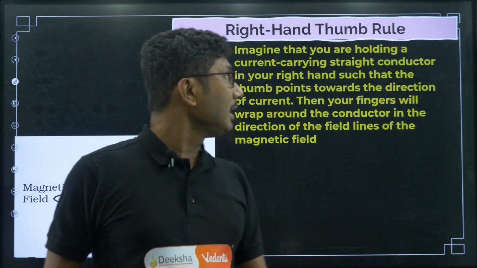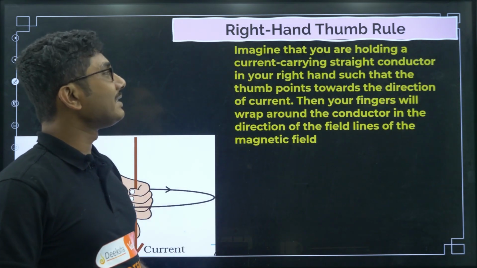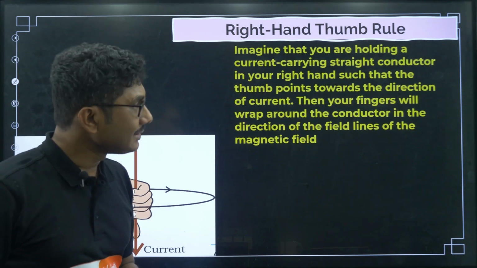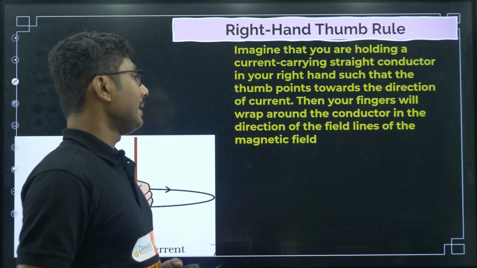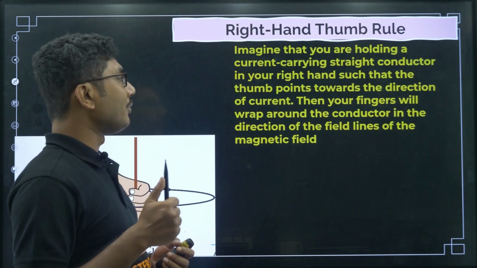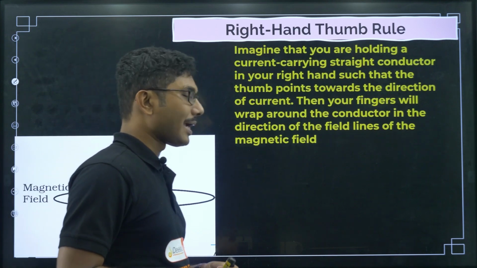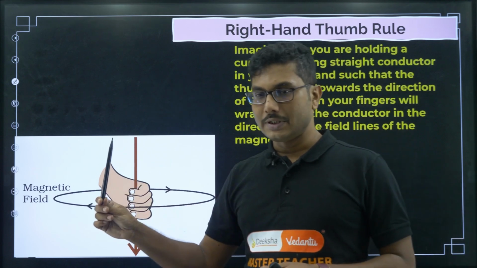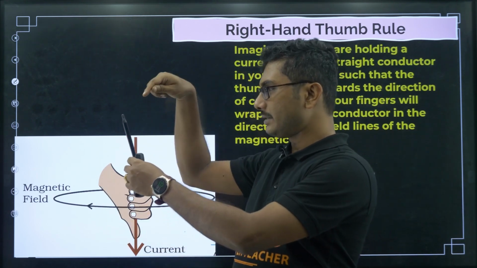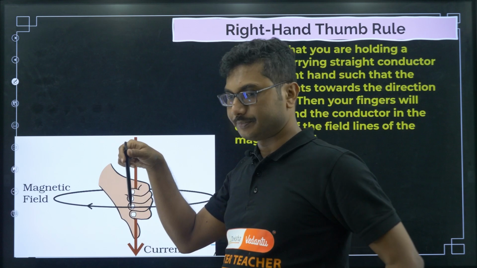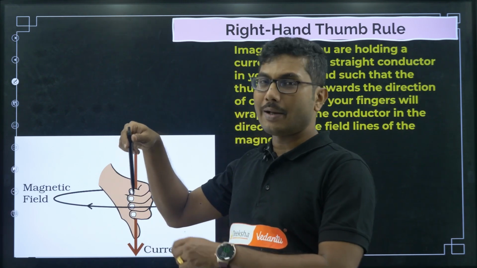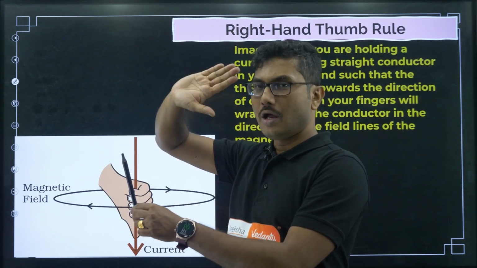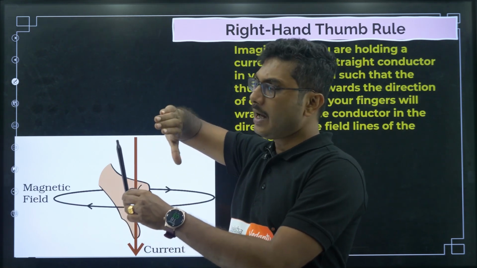What is that? Imagine that you are holding a current carrying straight conductor in your right hand such that the thumb points towards the direction of current. I will explain. Then your fingers will wrap around the conductor in the direction of the field lines of the magnetic field. Suppose we have a current carrying wire. Okay, this is the current carrying wire. I hope this is clear. And suppose this is carrying a current in the downward direction. Right. Now how to find the magnetic field in this plane? First you have to take your right hand and wrap around it.